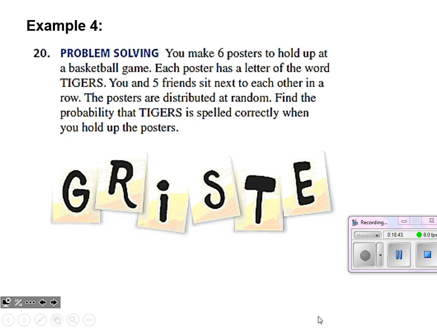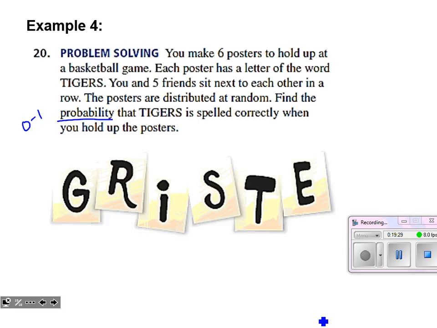All right, so up until now, all of our examples have been how many ways, right? All of our word situations have been how many ways can a certain event happen. Well, now here in number 20, we make 6 posters to hold up at a basketball game. Each poster has a letter of the word Tigers written on it, and you and 5 friends are going to sit next to each other in a row. The posters are handed out at random. Find the probability that Tigers is spelled correctly when you hold up the posters. So probability, now we're thinking it's got to be between 0 and 1. Now we're looking for a fraction or a decimal or a percent or something like that. We don't want to just hold up those posters and have it say Gristy like you see right there.